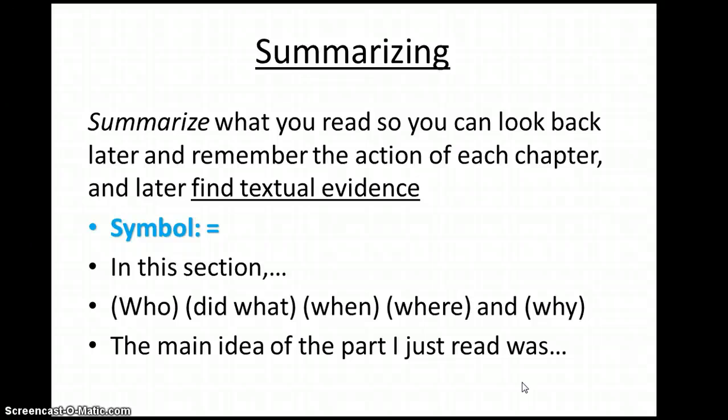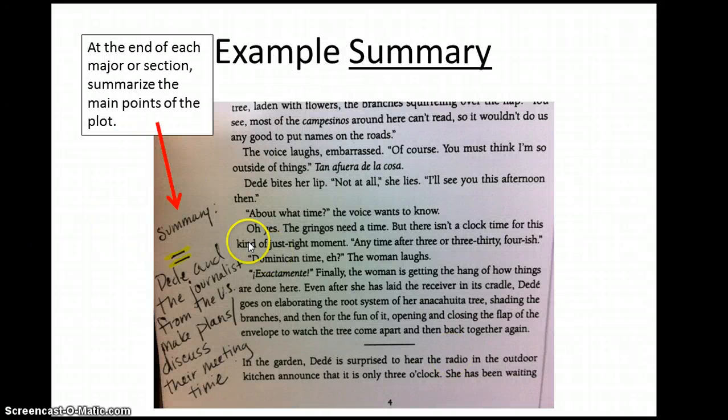Let's take a look at an example summary. At the end of each major section, summarize the main points of the plot. So at the end of this section marked by this line here, I'm going to say that Dede and the journalists from the United States make plans and discuss their meeting time. Then later in my quarter, if I want to go back and find a quotation about this interaction with the U.S. journalist that Dede has describing her family, I could go back and skim my summaries in order to know where that quote might be located in the story, which is very helpful to me in the future.